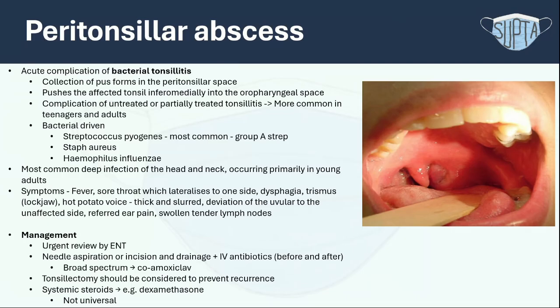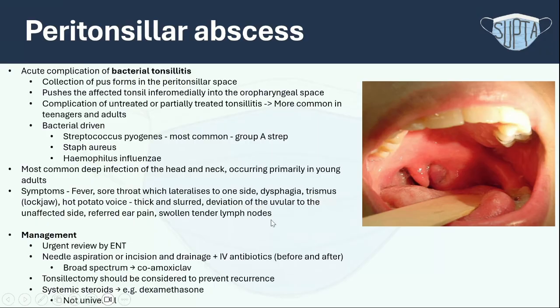And peritonsillar abscess, so it's an acute complication of bacterial tonsillitis, and it's a collection of pus that forms in the peritonsillar space, and it pushes the affected tonsil inferomedially into the oropharyngeal space. And it's more common in teenagers and adults because it often results from untreated or only partially treated tonsillitis. And again, it's driven by those same sort of pathogens, and it's the most common deep infection of the head and neck.